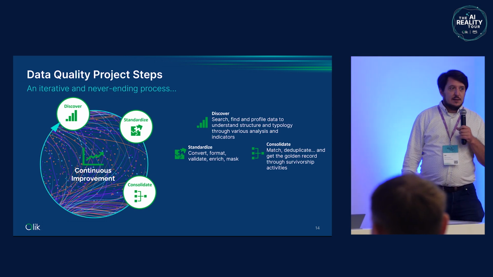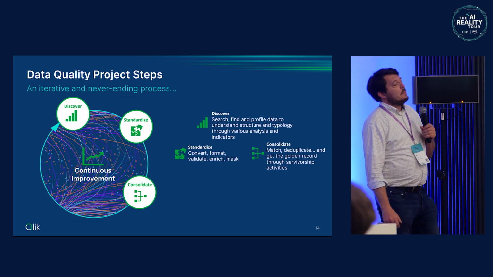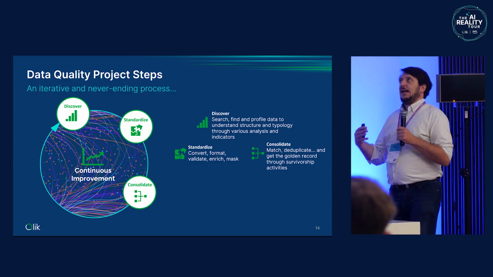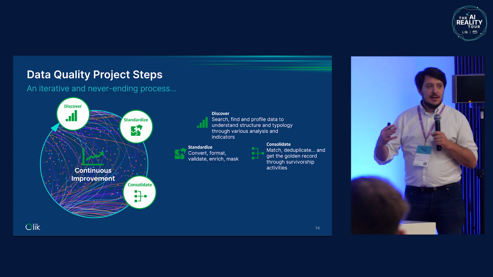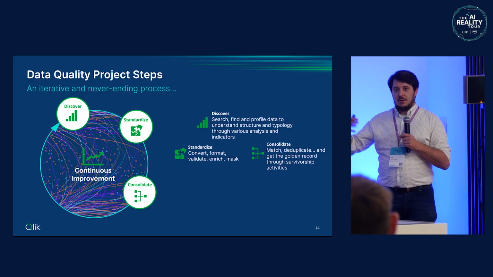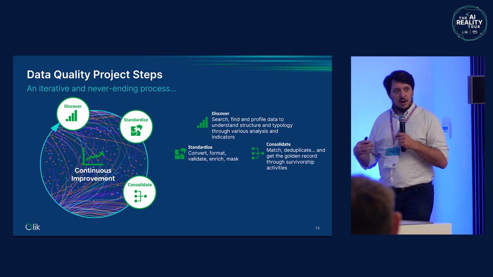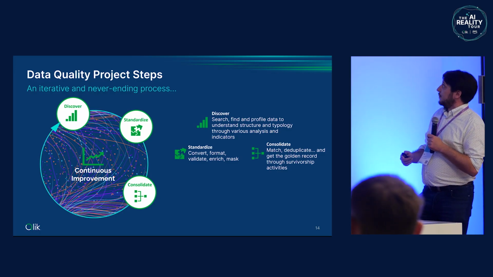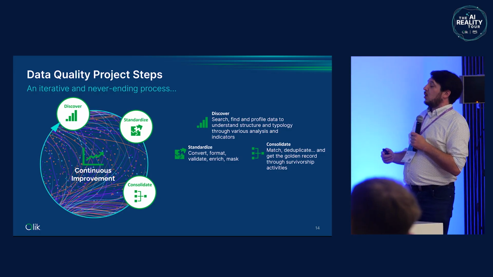We have consolidate. This is about matching and deduplication. So matching means creating connections between data that is pretty close and there was no connection there. But maybe we can enrich our whole data set with this. Getting rid of duplicates. And we call it the golden record.